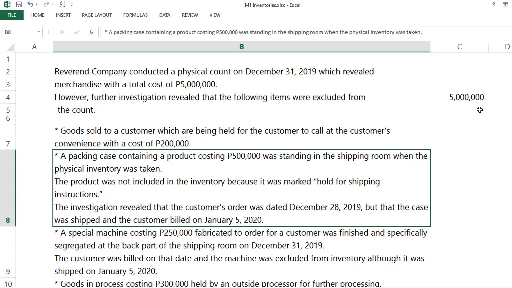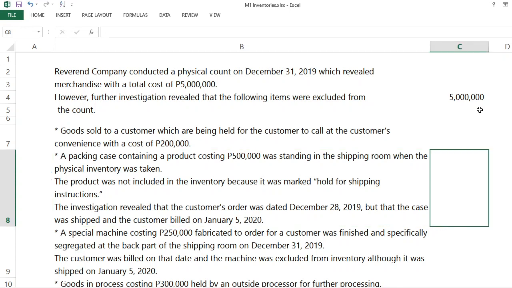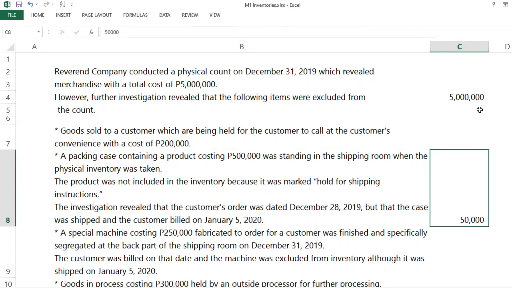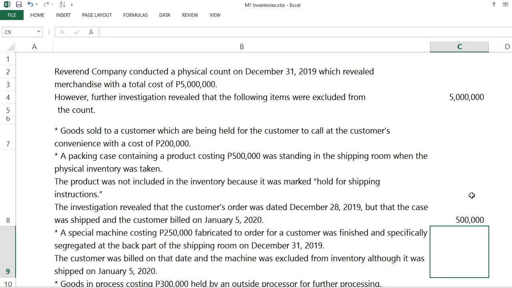It is still in the shipping room. Who gives the shipping instructions? The seller gives the shipping instructions. So it is still on hold in the shipping department, so it is still ours, 500,000. The investigation revealed that the customer's order was dated the 28th, but it was billed and shipped only on January 5. So it is still ours, 500,000. It was not appealed into the count, but it should be appealed.